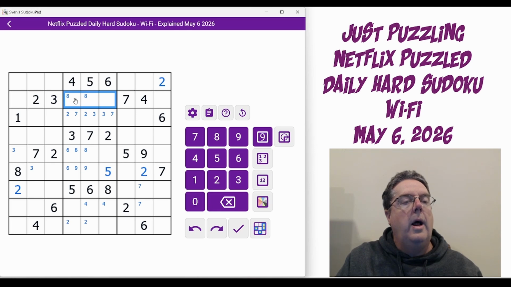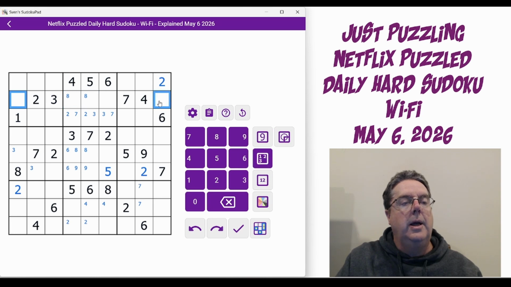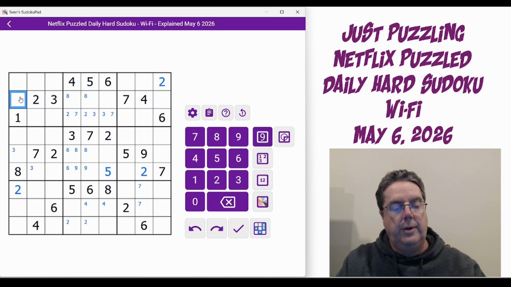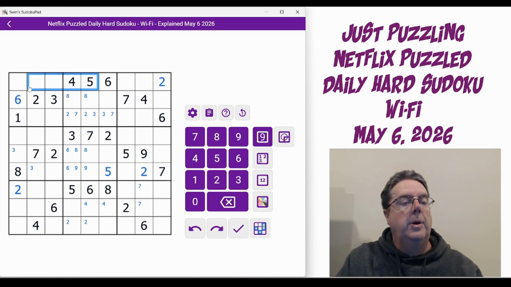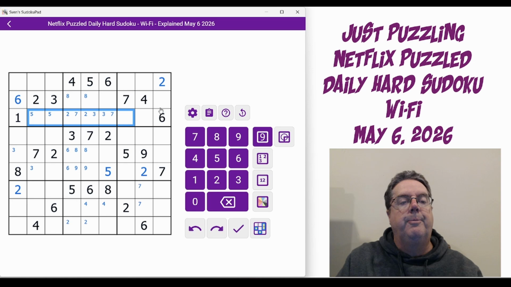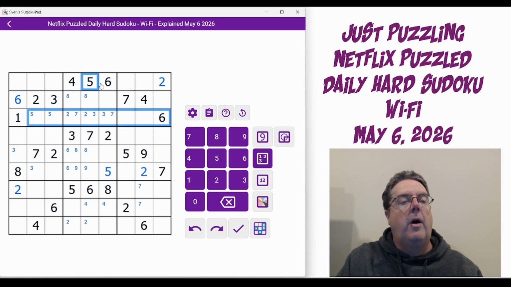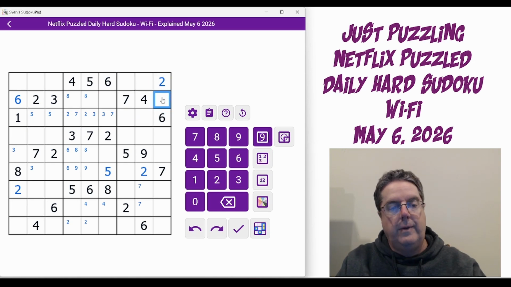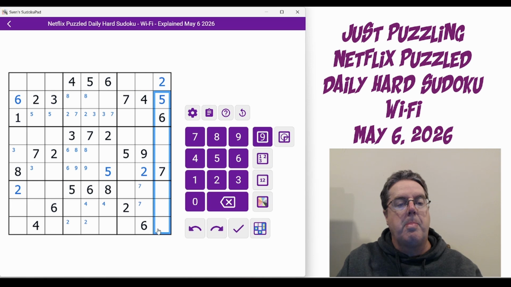So 1, 2, 3, 4, 5, so 5 can be here and here. 6 comes across here, 6 comes across here, so this is a 6 here. 5 comes across here, so 5 is one of these two. 5 comes across here, not there. 5 comes across here, so this is a 5 here. 5 down here, 5 down here, 5 comes across here.